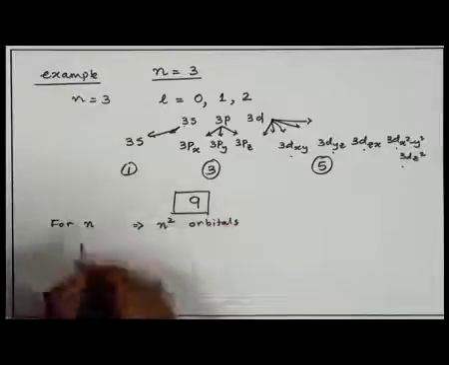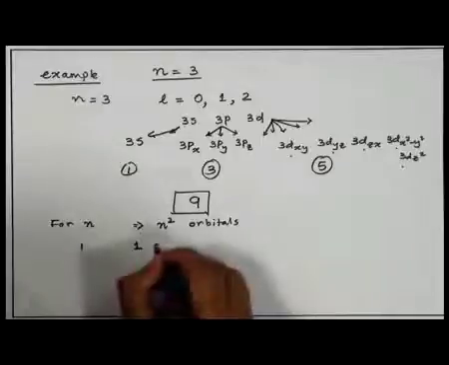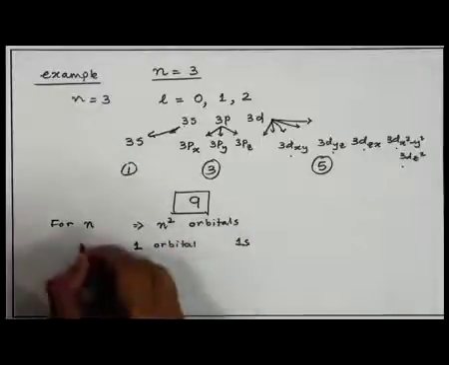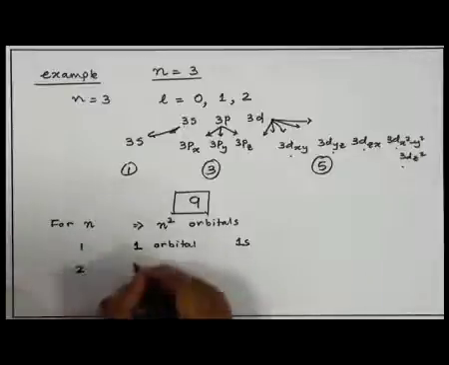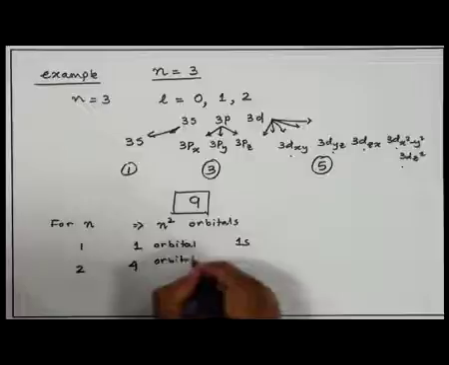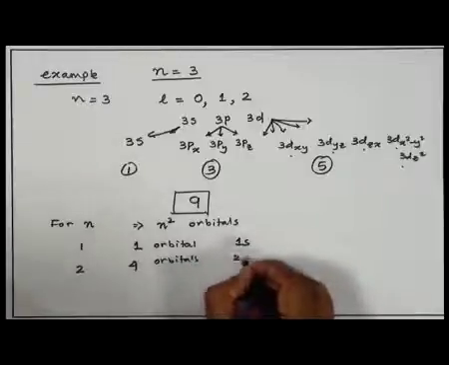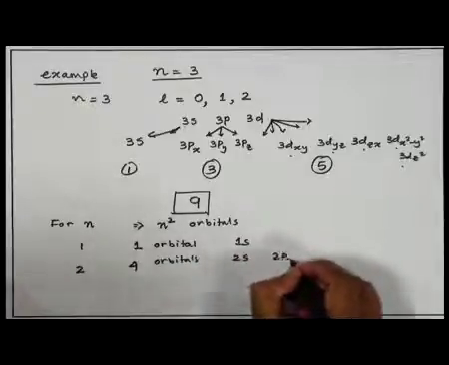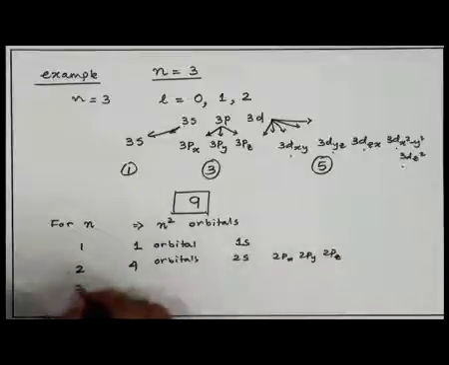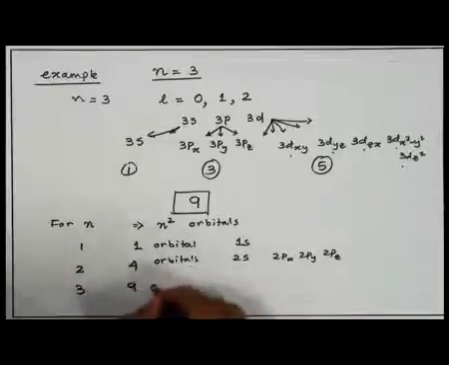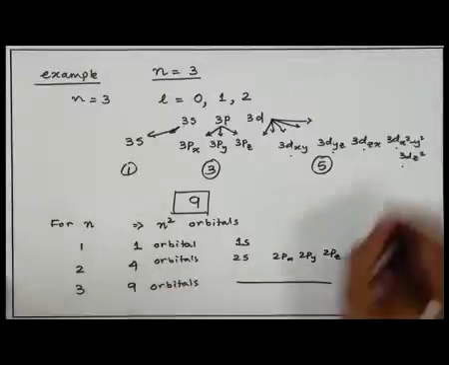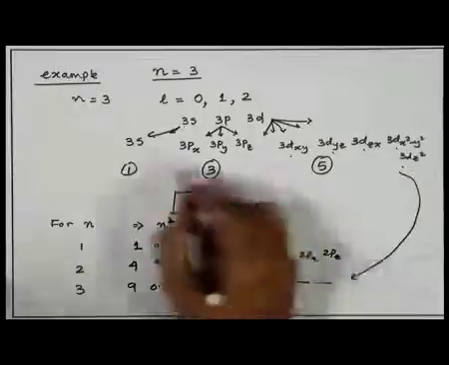So, when n is 1, there is only one orbital. What is that? 1s. When n is 2, there are 4 orbitals. What are they? 2s, 2px, 2py, 2pz. When n is equal to 3, there are 9 orbitals, and who are they? These are the orbitals that we wrote down here.